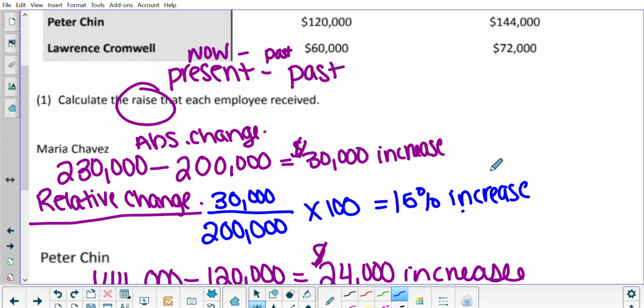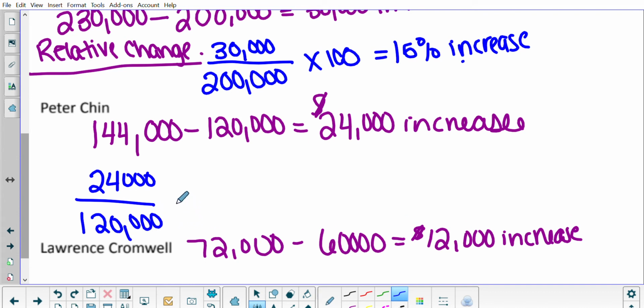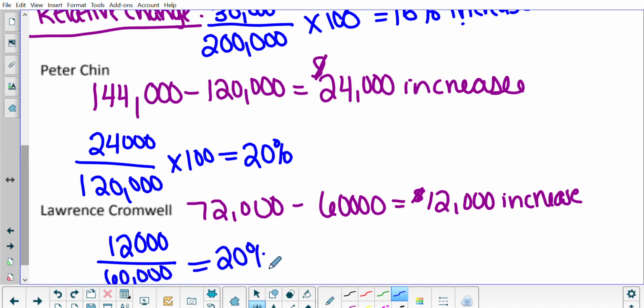Okay. So for Peter, it's 24,000 divided by 120,000. And we multiply that by 100. And I got 20%. And then I do the same thing for Lawrence. And I get 12,000 over 60,000. And I also get 20%. Okay, because we times that by 100.